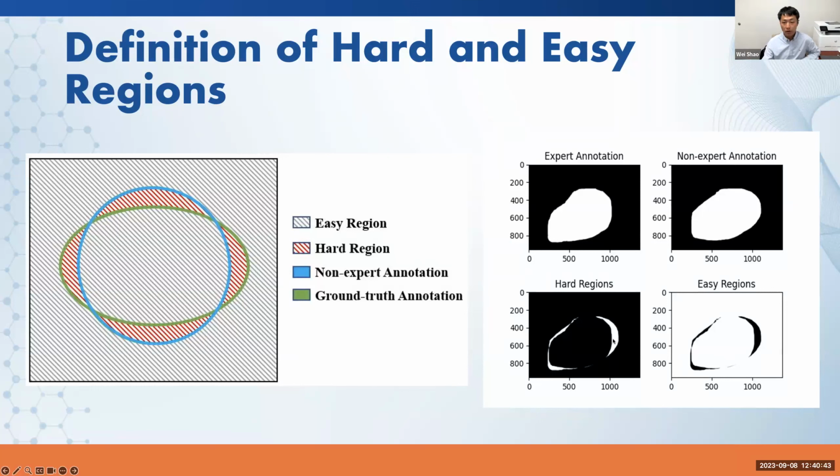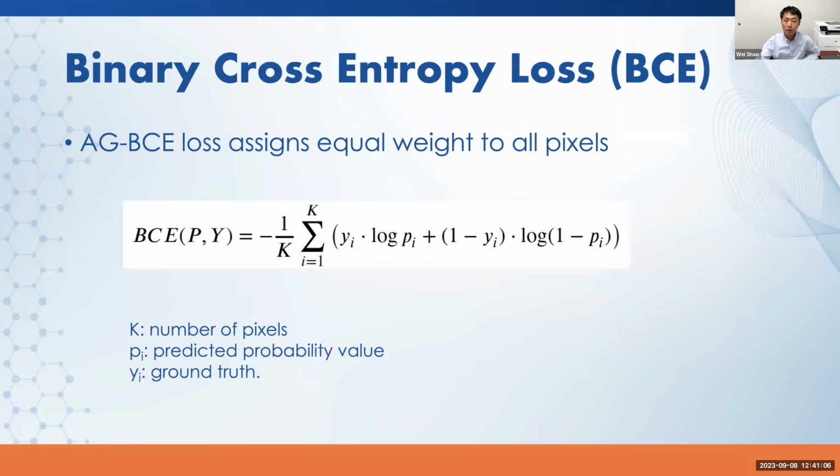When we design our loss function, we assign a higher penalty to prediction errors in those hard regions and a lower penalty to easy regions. By doing so, the model will focus on improving the segmentation on those hard-to-segment regions during training. Just a brief review: the traditional binary cross-entropy loss assigns equal weight to every pixel, without using this annotation information.